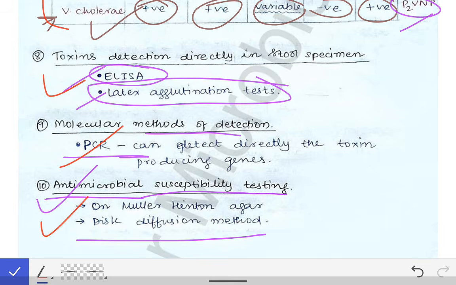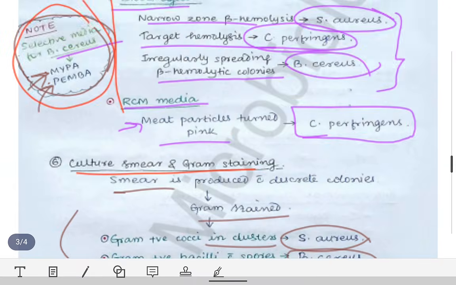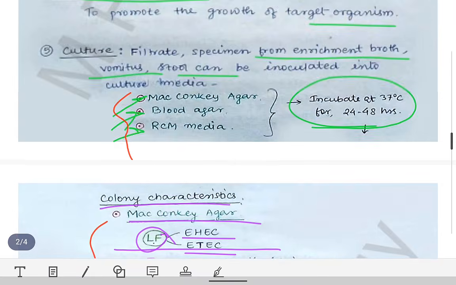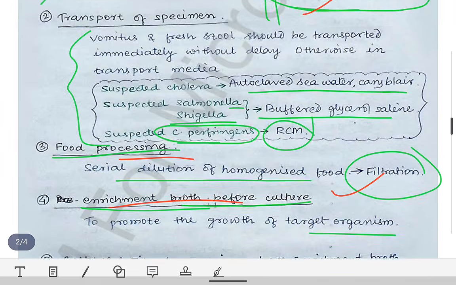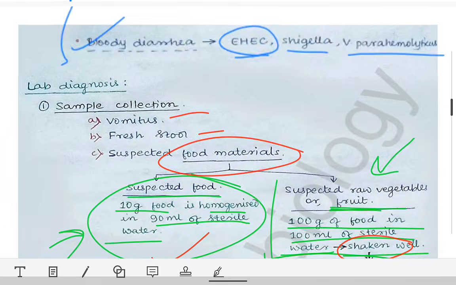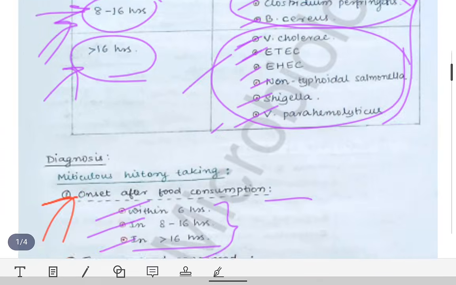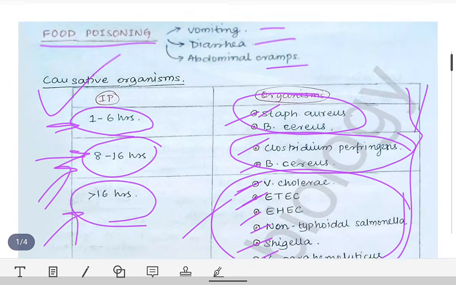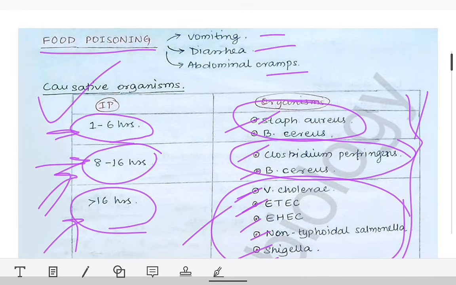So that's all for the food poisoning. I hope I have been able to make you understand the whole approach of diagnosing food poisoning, and from now you will not face any difficulty in the food poisoning question. That's all for the food poisoning.